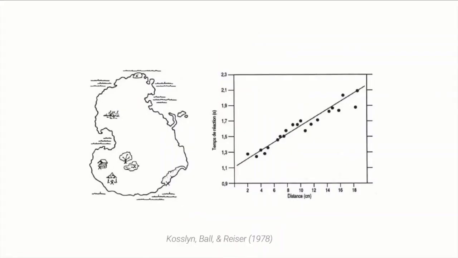A study in 1978 found that it took participants longer on average to perform that operation if the features on the map were farther apart. When participants were instructed to draw a line from one point to another, the amount of time that it took to imagine that line traveling across the map was proportionate, almost exactly linearly proportionate, to the distance on the map.